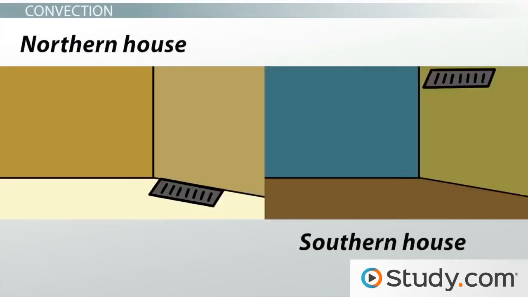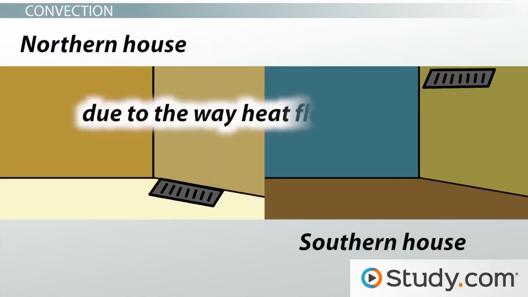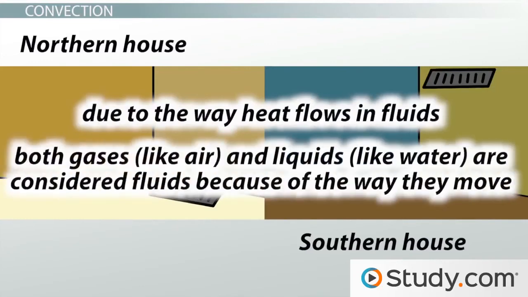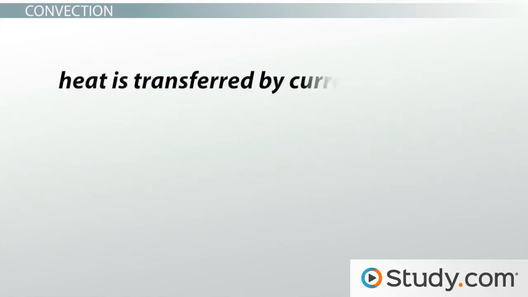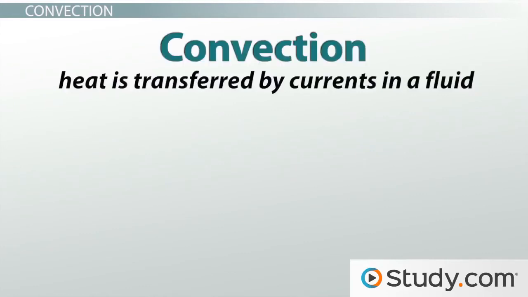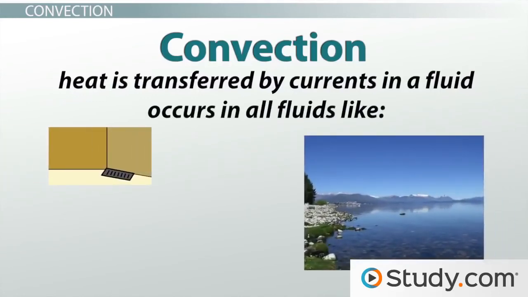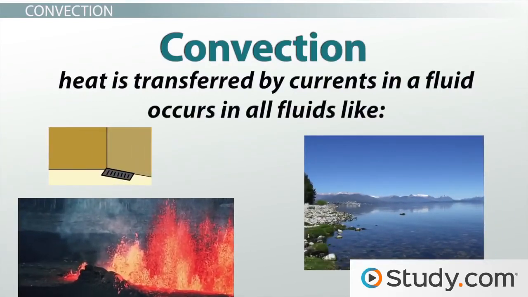Remember how I said houses in the north commonly have their air vents on the floor while houses in the south have theirs on the ceiling? This is due to the way that heat flows in fluids, and both gases, like air, and liquids, like water, are considered fluids because of the way they move. When heat is transferred by currents in a fluid, this is called convection. Convection happens in all fluids, like the air in your home, water in a lake, and magma underground, just to name a few. Here's how it works.